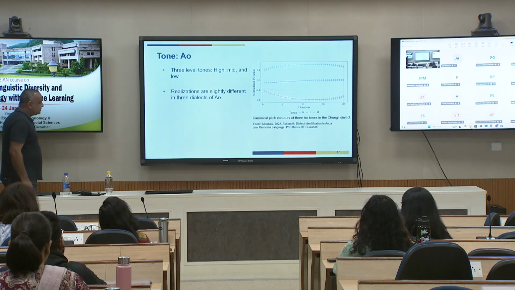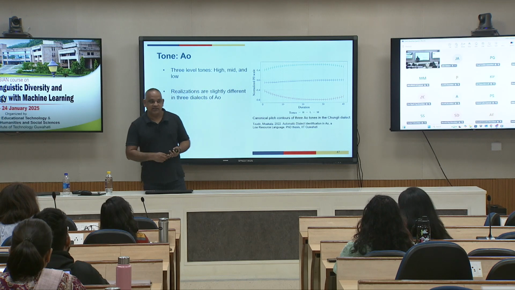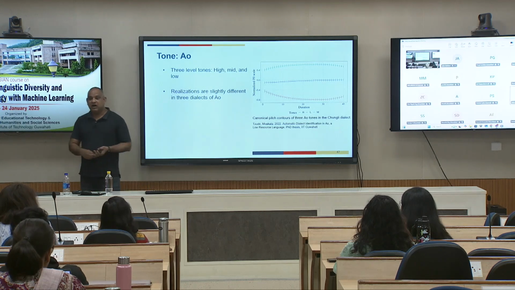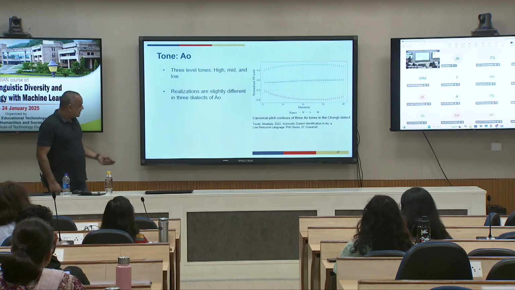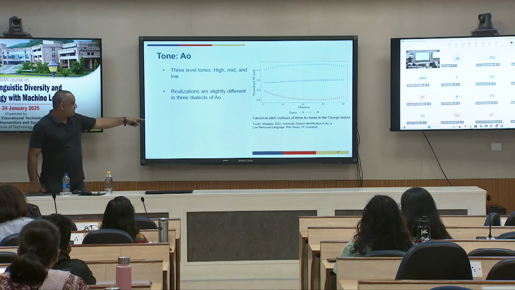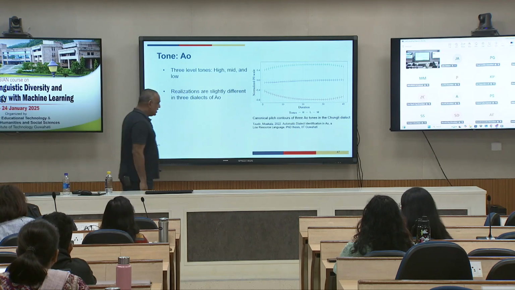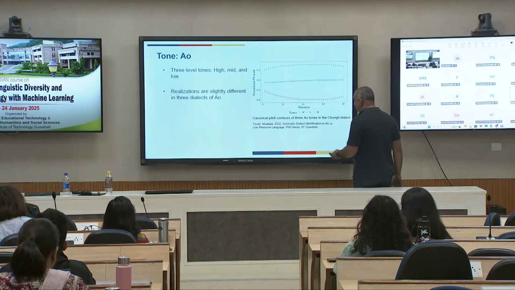However, what we have noticed is that there are three major Ao dialects that we have looked into. One is Chungli, which is considered basically the standard. Then we have the Mongsen, and then Changki. There are three varieties of Ao, and we have collected data on these Ao tones for a long time, and that resulted in Moa's dissertation, Automatic Dialect Identification in Ao, a Low Resource Language. Again, I encourage you to go and read that one too.